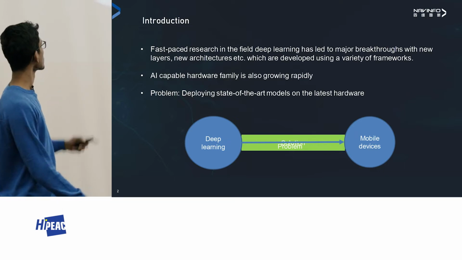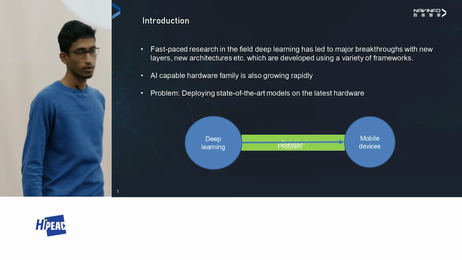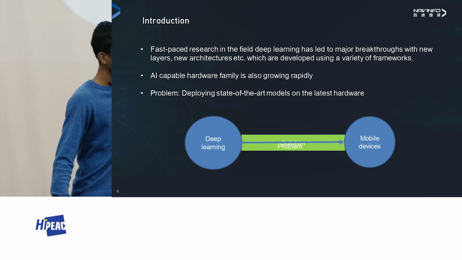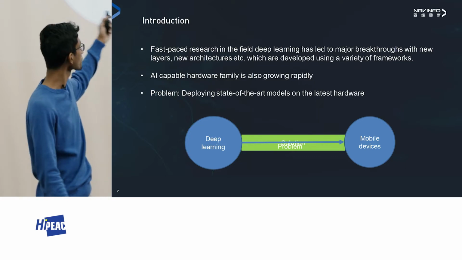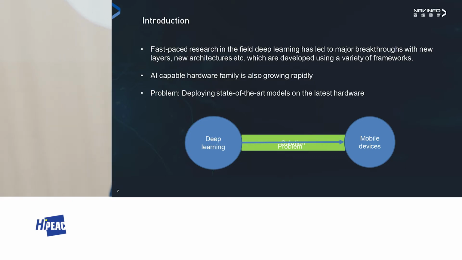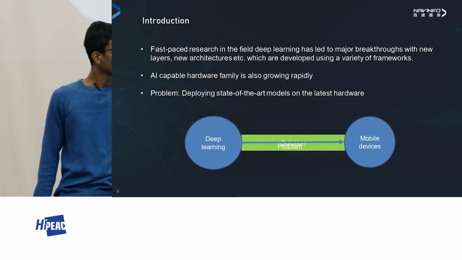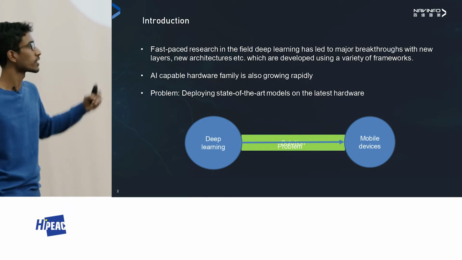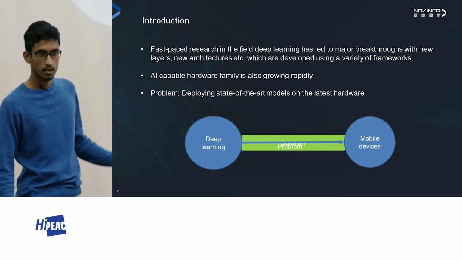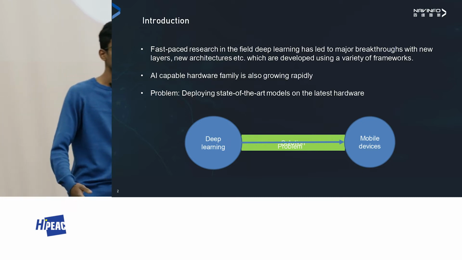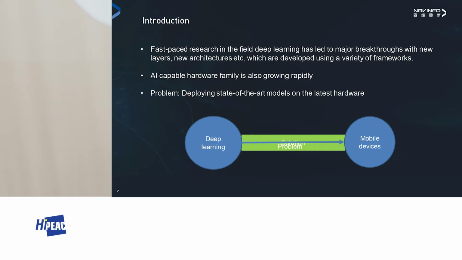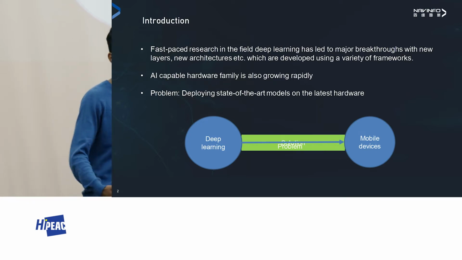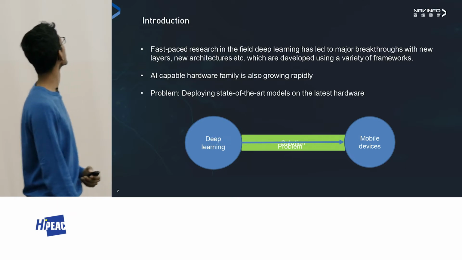So let's see, this bubble is growing, this bubble is growing, but the guy in the middle trying to bridge these two bubbles, this guy is not growing. So the throughput from this guy to mobile devices is having a problem here. There's a bottleneck here. That's what we are trying to solve. So let's make this space a little bigger. Ideally, to make it seamless, that's what we would want to do. So let's move research to deployment.